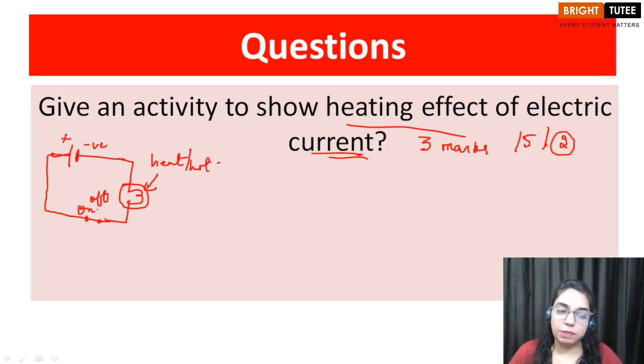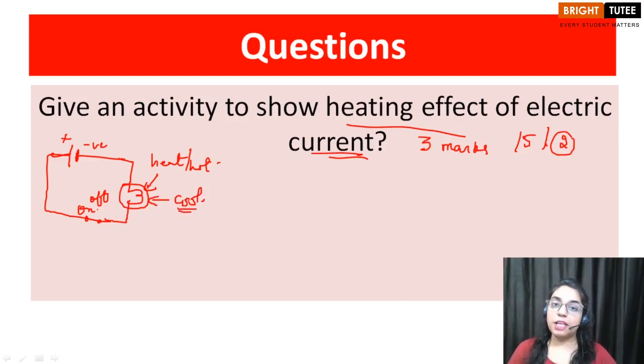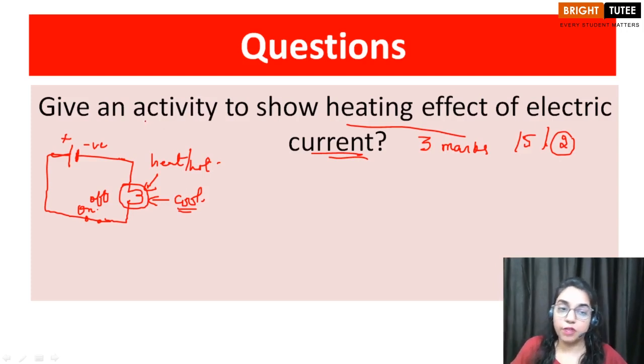Now you will keep it switched off for some time and then touch the bulb, and it will be cool again. So this proves the heating effect of current, that is, the bulb has become hot only for the duration when the current was flowing through it. So the heat produced is a result of electric current. This is the simple activity which you can give if this question is asked for 2 marks.